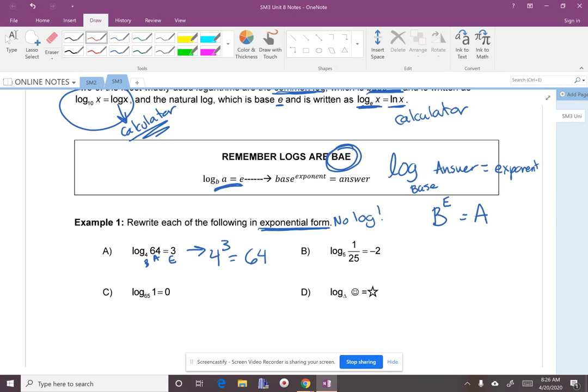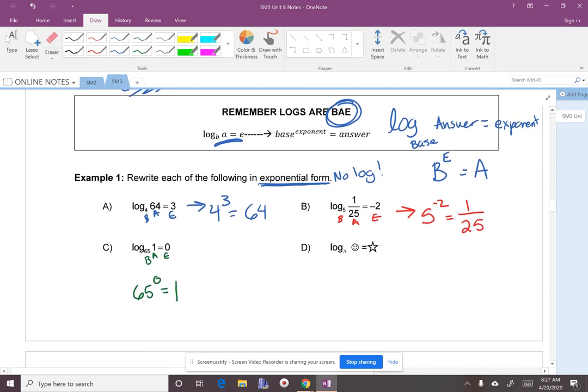The next one, number b. Logs are BAE: base, answer, exponent. So this is in exponential form: 5 to the exponent of -2 equals 1 over 25, which is a true statement. Next problem is C. So this is base, answer, exponent, because logs are BAE. So I'd write 65 to the exponent of 0 equals 1, and that's true.